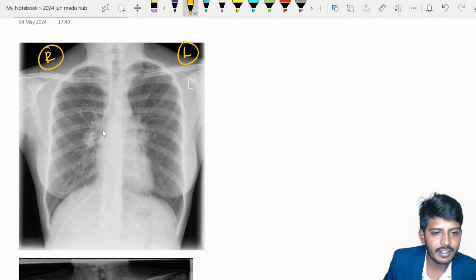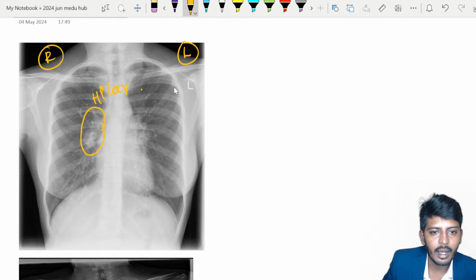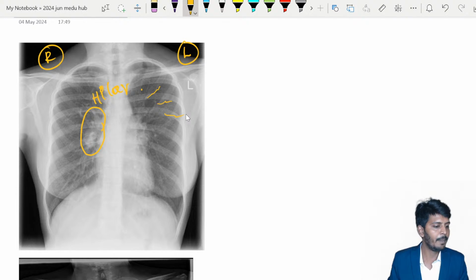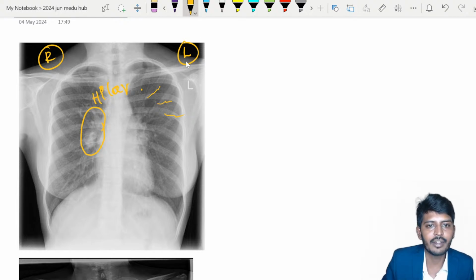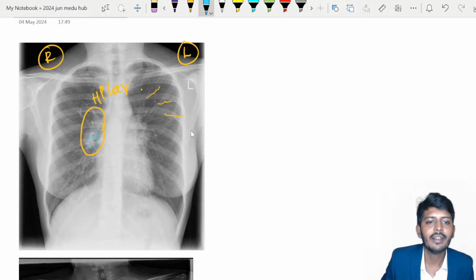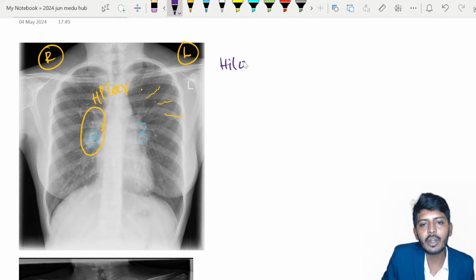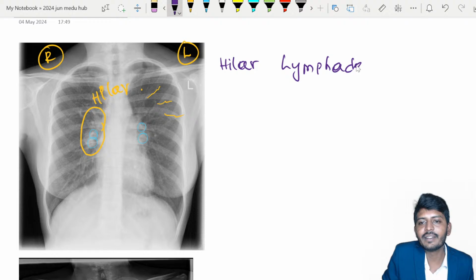First and foremost, this is your hilar region. So all this area will be your lung. If you notice, there are small lines present. So bronchovascular markings are present. But in the hilar region, there are small enlargements I can notice here. What are these? These small enlargements around the hilum of the lung are suggestive of hilar lymphadenopathy.